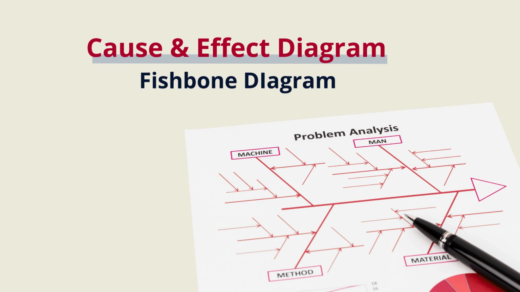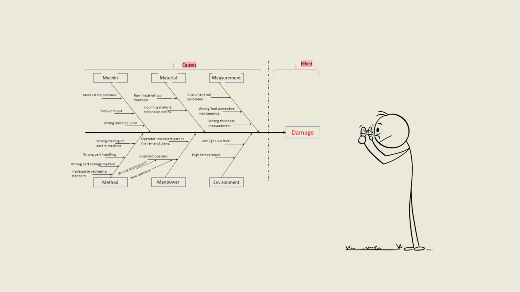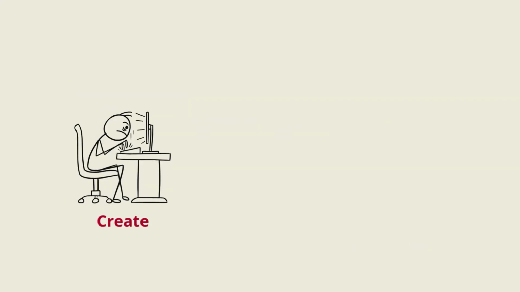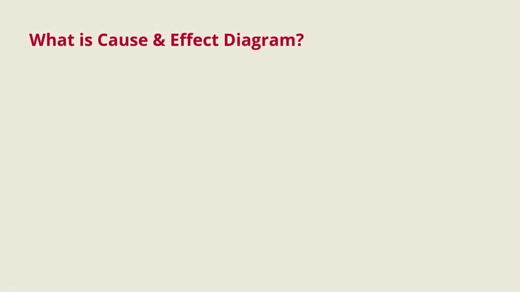This simple and powerful tool helps quality engineers to visually see every possible cause of a problem. By the end of this lesson, you'll know exactly how to create, interpret, and use a cause and effect diagram to solve real manufacturing problems. So, what exactly is a cause and effect diagram?